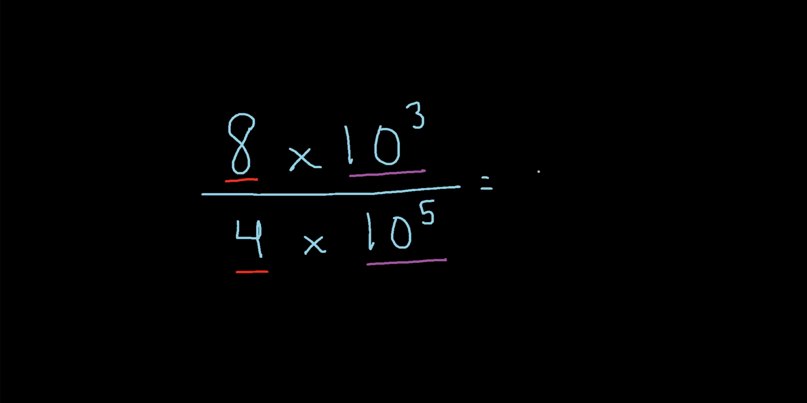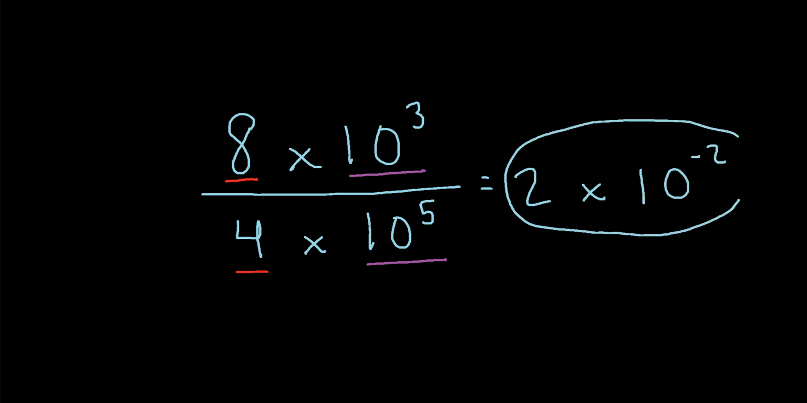8 divided by 4, that's 2. So we have 2 times. Now we said when we have two numbers that have the same base, so they both have a base of 10, all we have to do is take the exponent in the numerator and subtract the exponent in the denominator. So 3 minus 5, that's negative 2. So we end up with 10 to the negative 2. So that's our answer on this one.